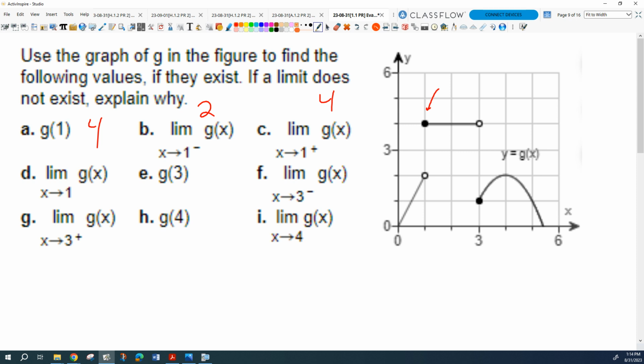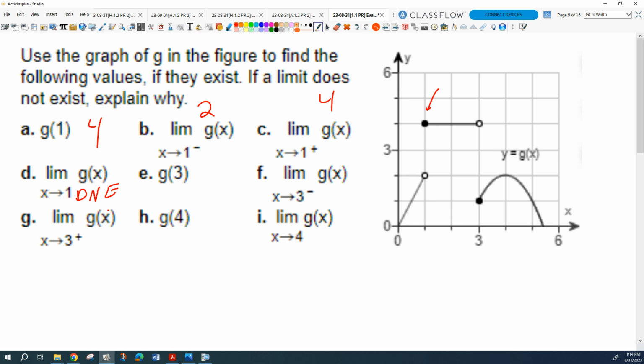So then what is the limit of g of x as x approaches 1? Doesn't exist. How come? Because the one-sided limits don't agree. Ants approaching from the left and the right anticipate stepping on different points. So part D is DNE.